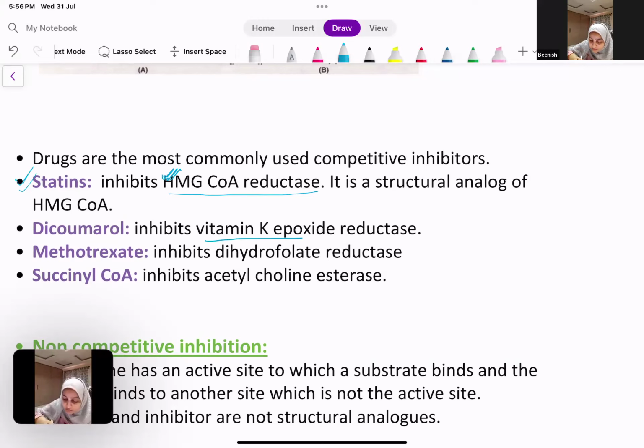Dicoumarol inhibits vitamin K epoxide reductase enzyme. Your methotrexate inhibits dihydrofolate reductase, and your succinylcholine inhibits acetylcholine esterase.